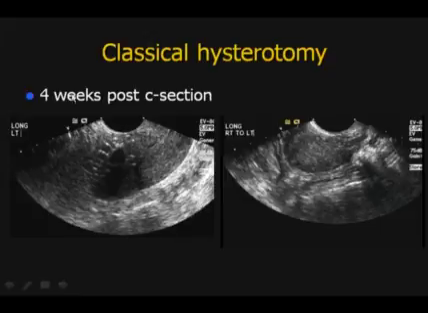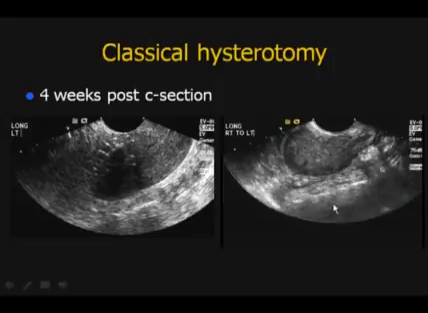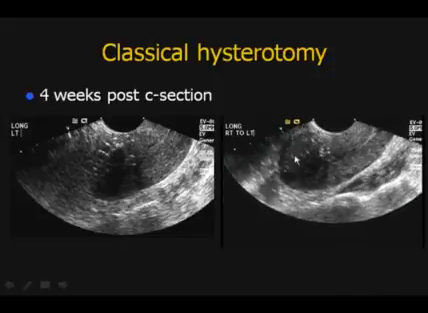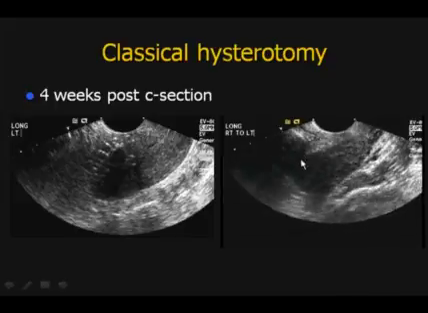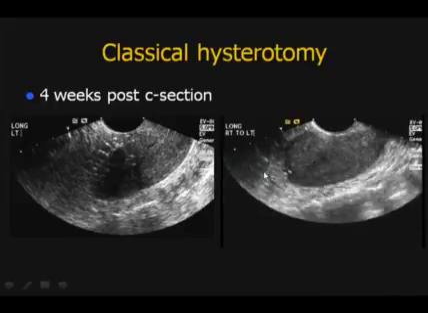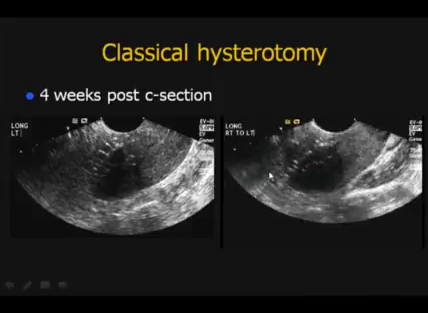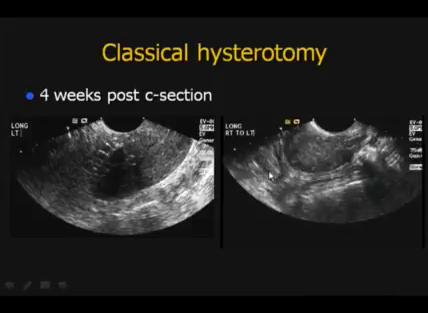Here's another patient, 4 weeks post-cesarean section. Sagittal view of the uterus. We're not getting all the way up to the fundus, but you can see some echogenic foci in the anterior myometrium. And on this video clip, I think again you can see multiple small hyperechoic foci in the anterior myometrium. This was due to the classical hysterotomy, probably due to the sutures used.